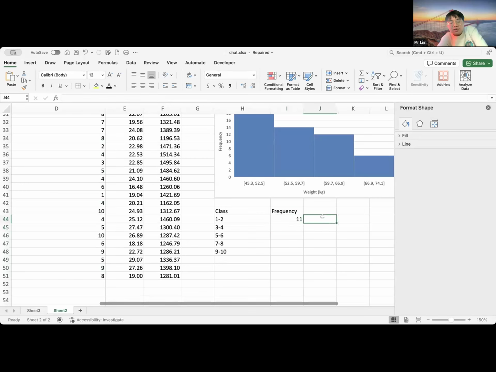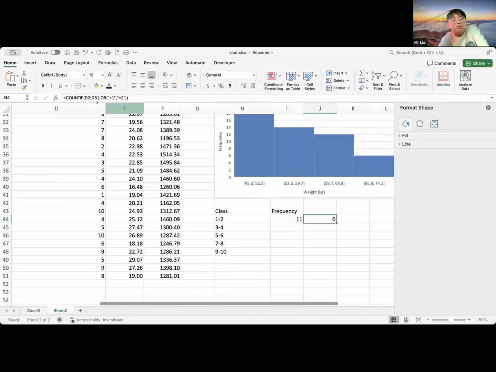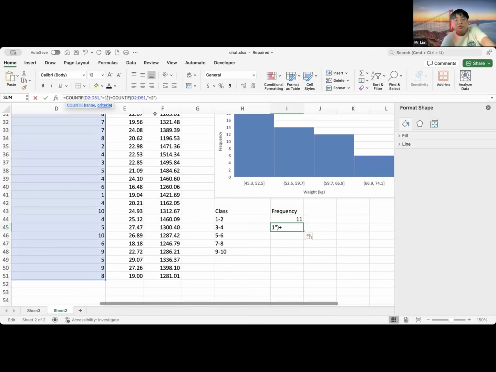Or another option is you press OR bracket this apostrophe equal to 2, close apostrophe, close the bracket. This will also give you, oh no, well, you cannot do this somehow. So let's just use this. And then copy it, paste, and change to 3 and 4.